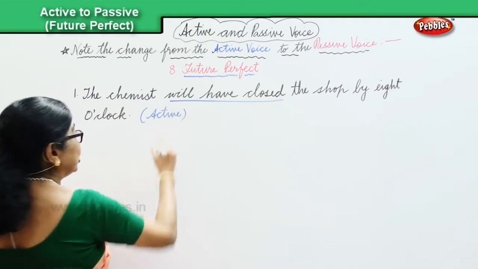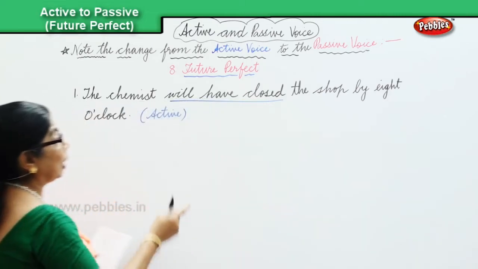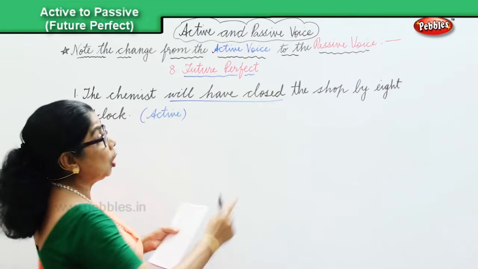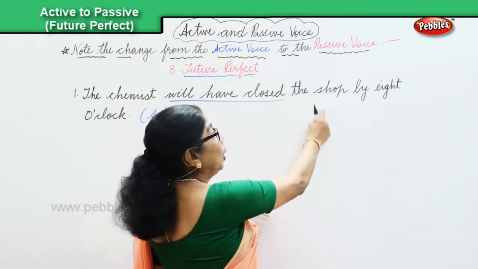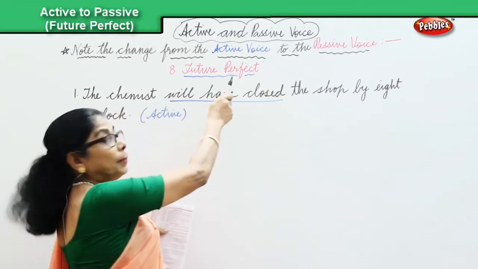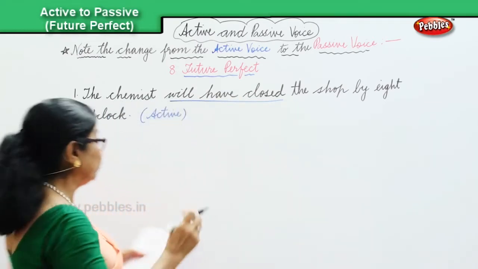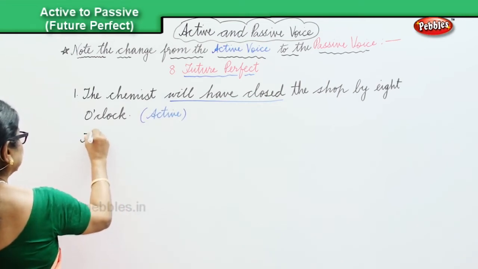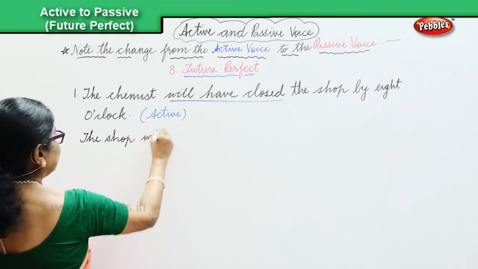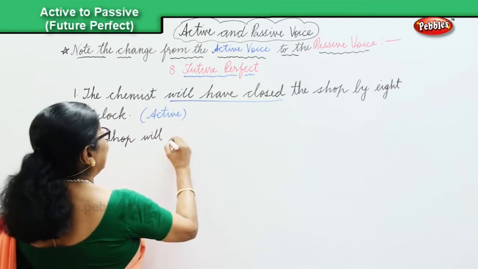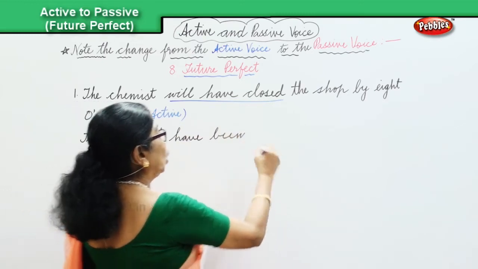Now let's note the changeover from the active into the passive in the next sentence. Okay, how will we change now? The shop will have been closed. The shop will have been closed by 8 o'clock.